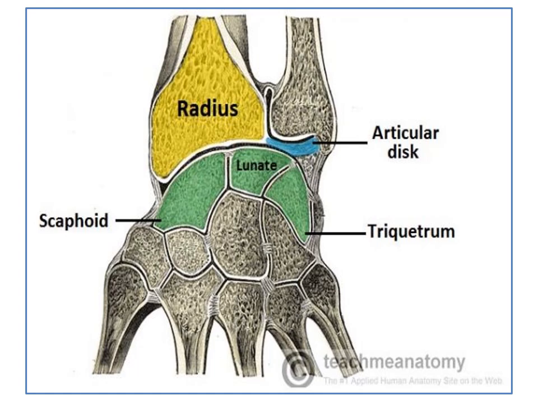What it does form is a joint at the distal portion here called the distal radioulnar joint. You can see the joint between the ulnar head and the ulnar notch of the radius, somewhere around there, what we call the sigmoid notch.